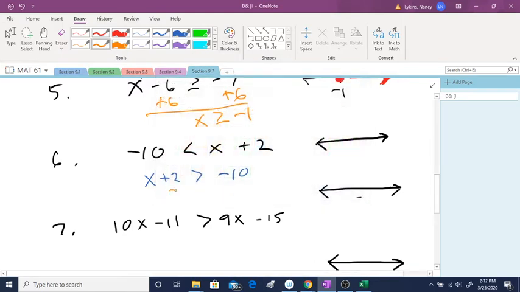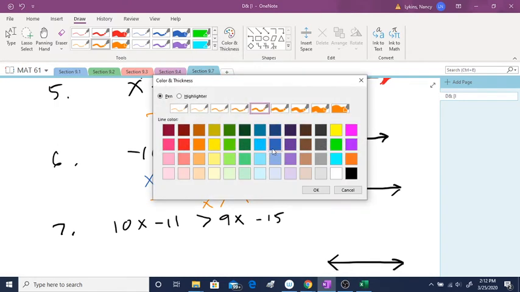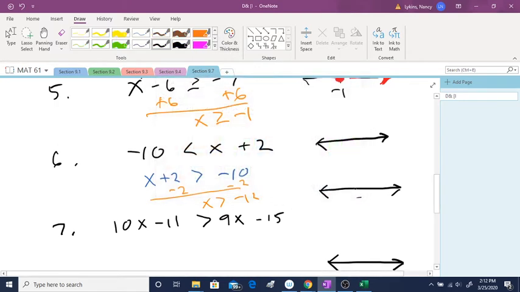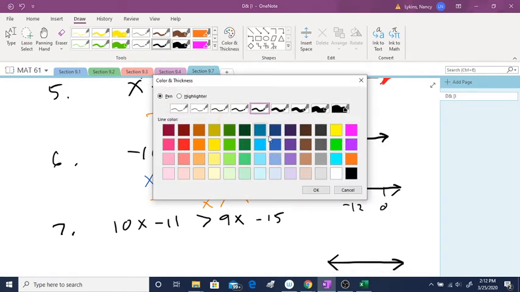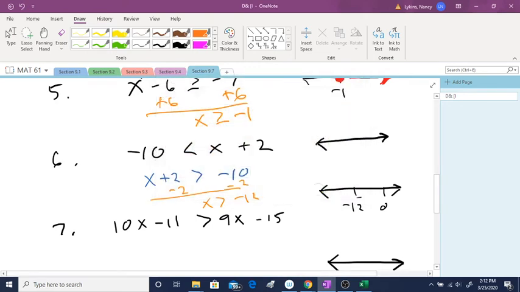Now I can say subtract 2. X is greater than -12. So if I go to my number line, there's my -12. Somewhere over here is 0. So all I'm going to do now is since it's greater, it's an open circle, and now it's going to the right.